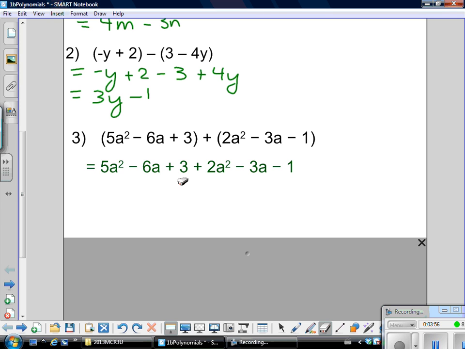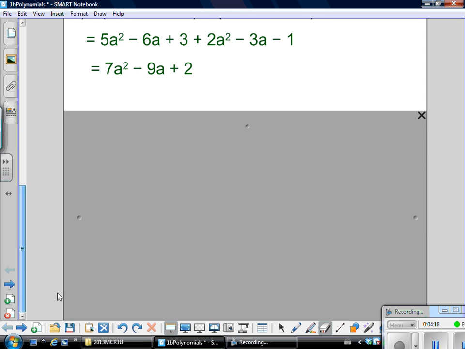Again, we're collecting like terms. This time we have a's, but we also have a squared. So the a squareds go together, a 5 and a 2, so we have 7a squared. We have a negative 6a and a negative 3a, so a negative 9a, and a 3 minus 1, so that's a positive 2. All right, let's look at some next operations.